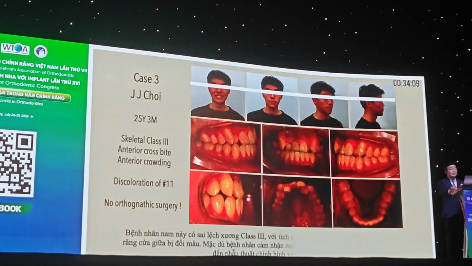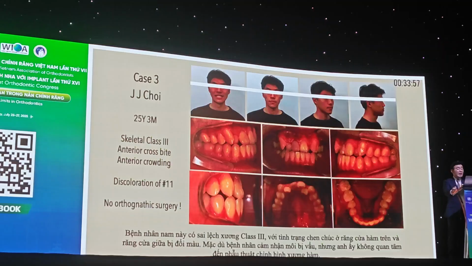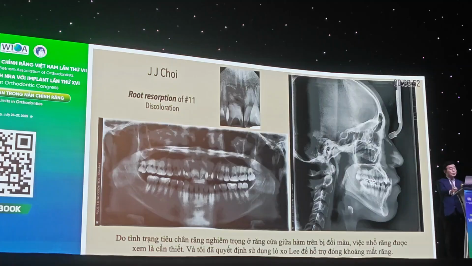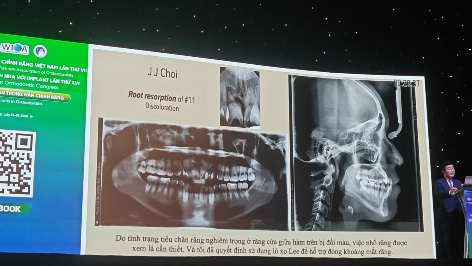This patient exhibits class 3 malocclusion, with crowding in the maxillary incisors and discoloration in the central incisor. Although the patient perceives lip protrusion, he is not interested in orthognathic surgery. Due to severe root resorption in the discolored maxillary central incisor, extraction was deemed necessary, and I decided to utilize the lead spring to facilitate the closure of this space.